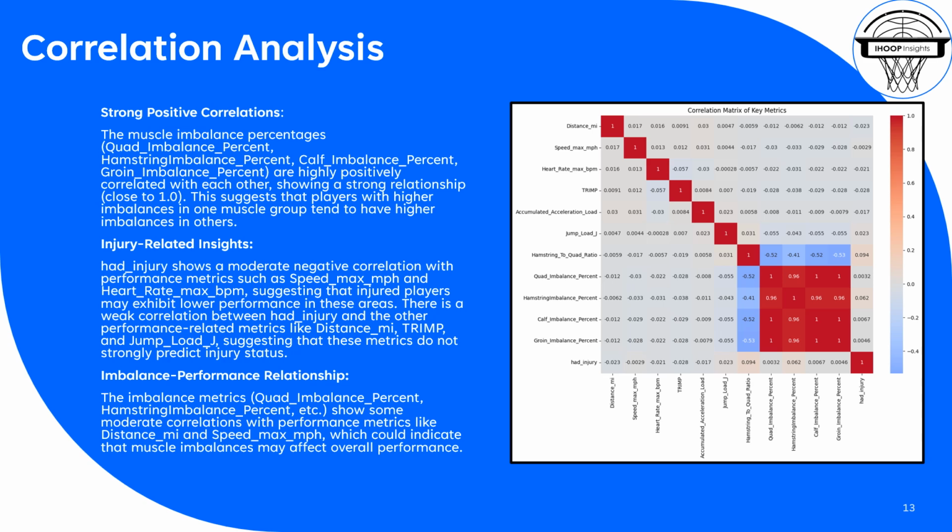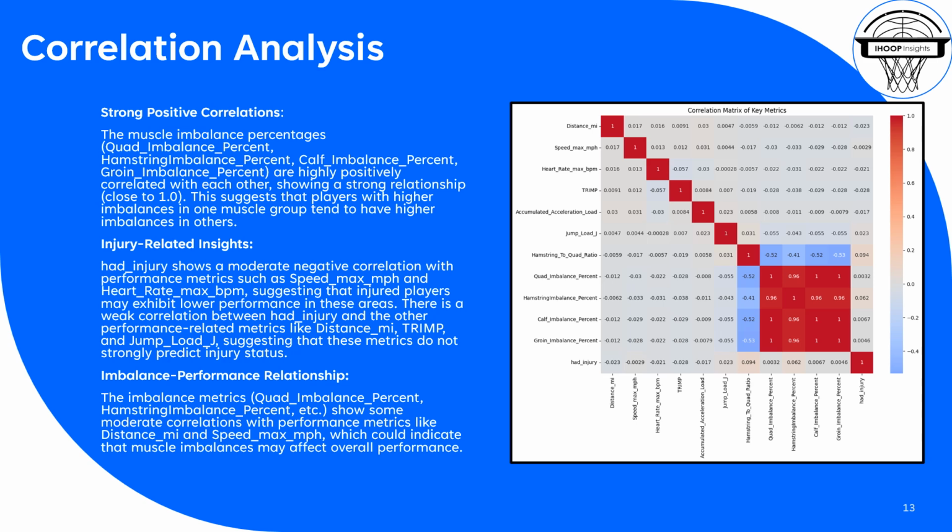With some injury related insight, we have head injury, which shows a moderate negative correlation with performance metrics such as speed max and heart rate max BPM, suggesting that the injured players may exhibit lower performance in these areas. There is a weak correlation between head injury and other performance related metrics such as distance in miles, TRIMP, and jump load, suggesting that these metrics do not strongly predict injury status.